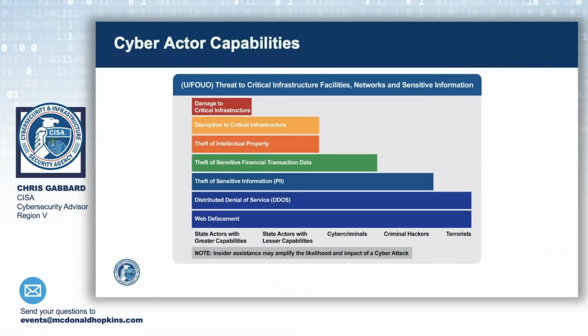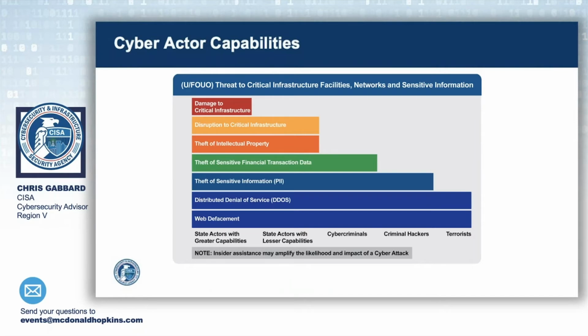This slide here is one of the scariest slides I can probably have. Along the bottom, you have your state actors with greater capabilities, so this is your China's and Russia's. Then you have state actors with lesser capabilities, which is kind of your Iran's and North Korea's. And then you have cyber criminals, criminal hackers, and terrorists. As you go across these lines, the further they stick out, that's the level of sophistication that it takes to be able to do this.